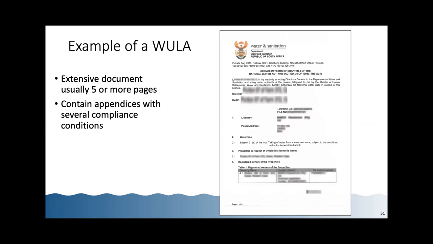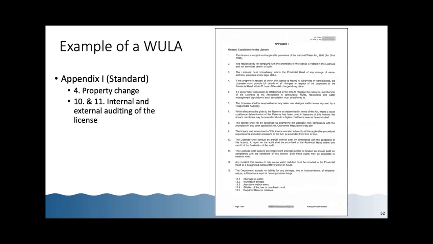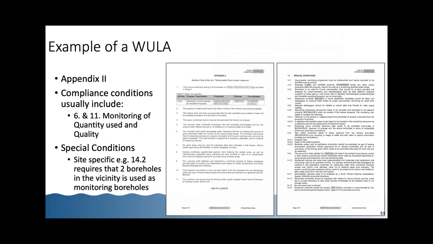It's usually 5 pages or more, and it has several compliance conditions. The compliance conditions are divided in appendices. So appendix 1 is usually your, I want to call it, stock standard compliance conditions. It deals with property changes, and it also deals with internal auditing and external auditing of your license. Every license comes with these compliance conditions.